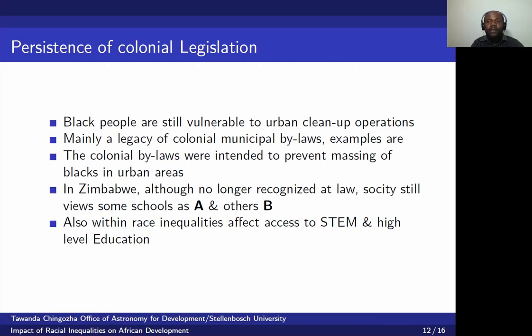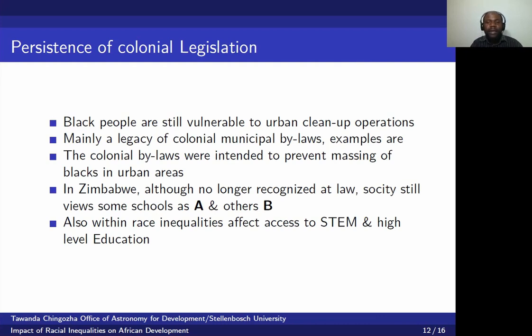Yet the intention for the creation of these laws was not just to make the cities cleaner, but to prevent the massing of Black people in urban areas, to ensure that they do not become influential and turn things around, self-determine their destinies, and become independent states.